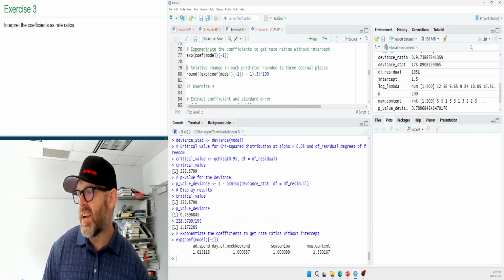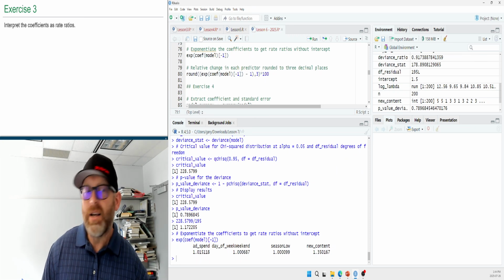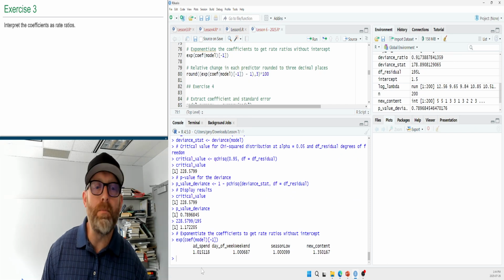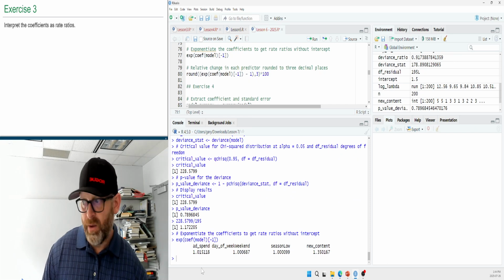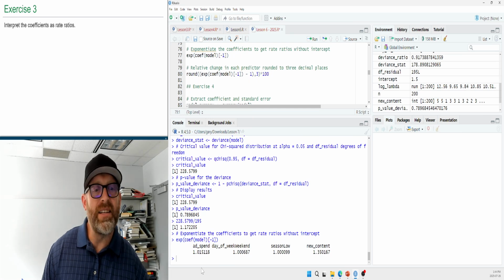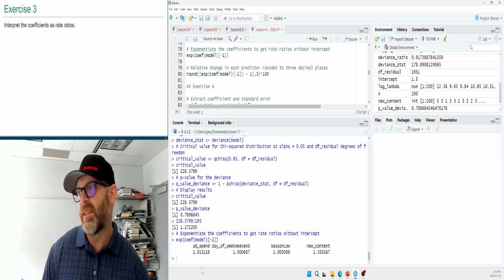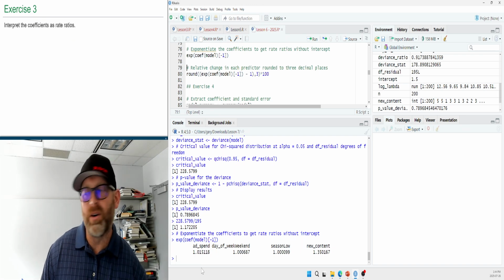So I have advertising expense is 1.015118. So this is greater than 1, so I will see an increase. What am I seeing an increase by? By 0.15118, so it's a 1.5% increase. So if advertising expense is going up by 1 unit, I should see a 1.5% increase in my expected foot traffic, or in this case, the expected number of hits per the website.